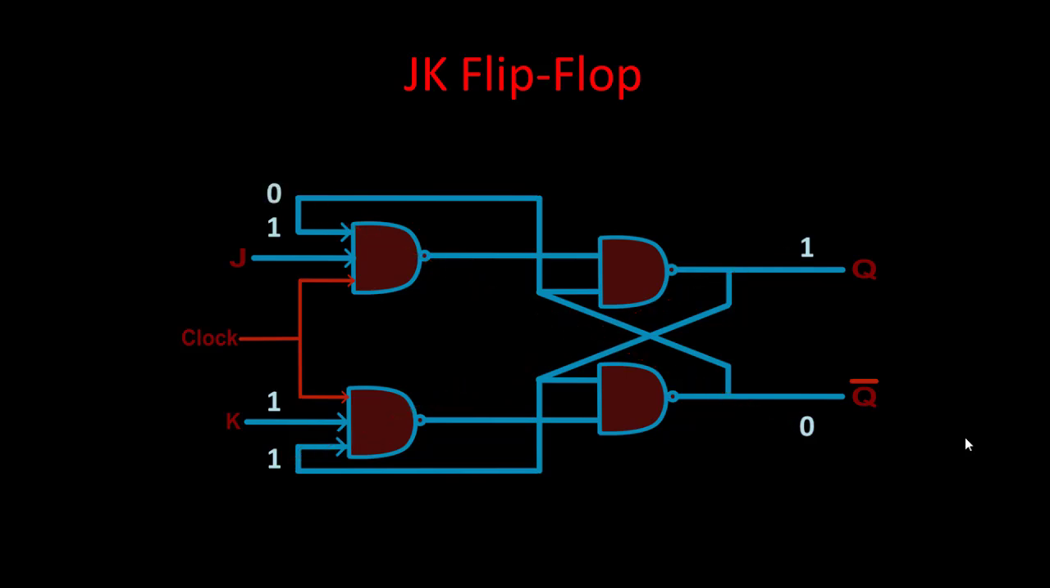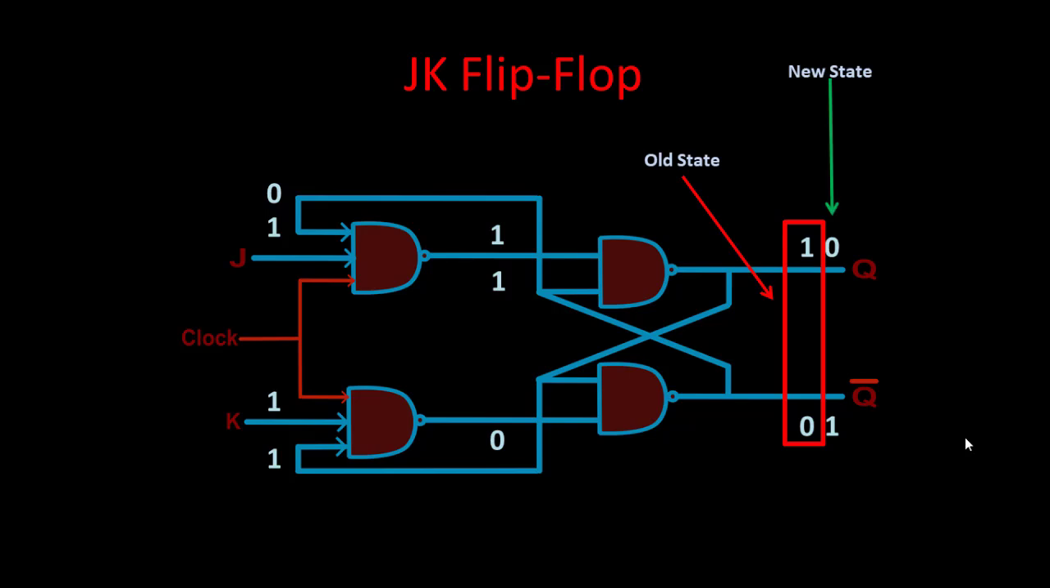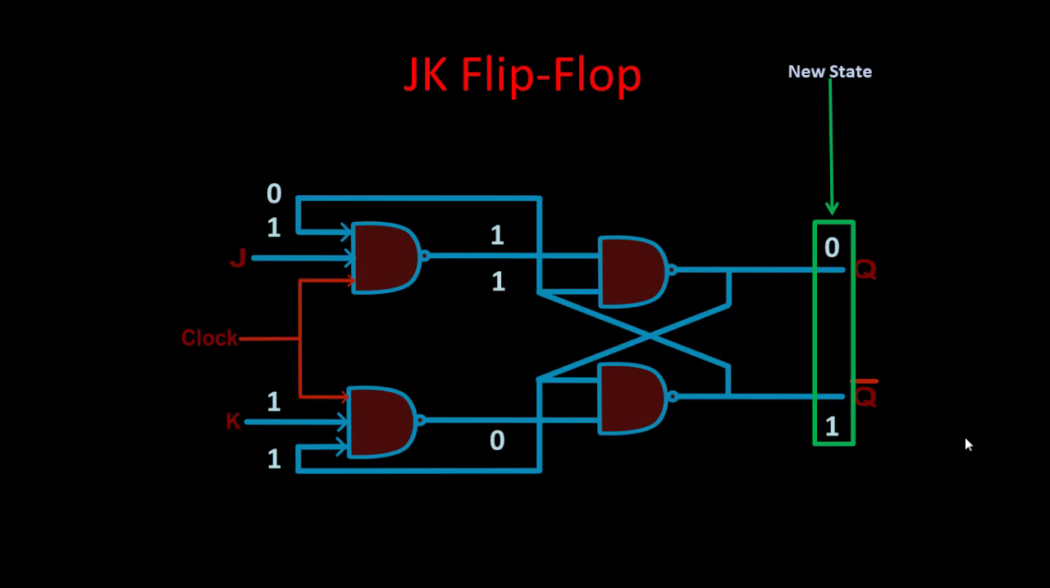Next, suppose the next clock arrives. Because of this 0 the output of this NAND becomes 1, and because of both 1 1 and the clock, this becomes 0. Now because of this 0 the output of the next gate becomes 1, and this one is feedback here, so this 1 1 makes the output 0. So we started with the old state as 1 0 and we got the new state 0 1.